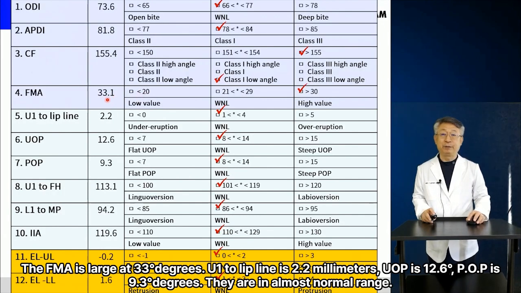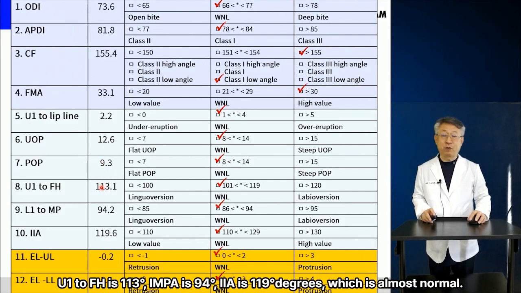The FMA is large at 33 degrees. U1 to lip line is 2.2 mm, UOP is 12.6, POP is 9.3 degrees. They are in almost normal range. U1 to FH is 113, IMPA is 94, IIA is 119 degrees, which is almost normal.